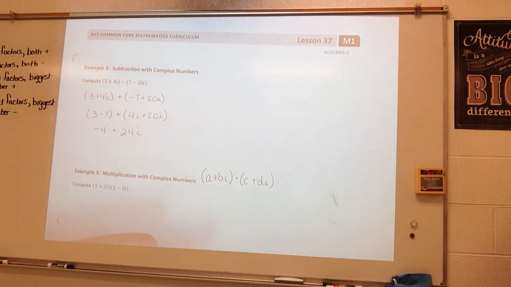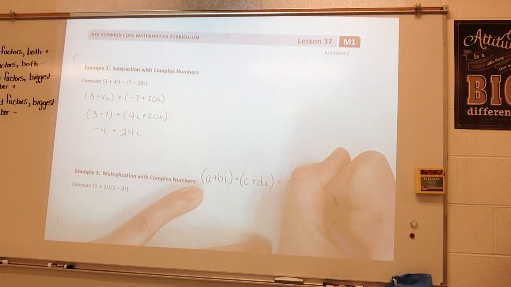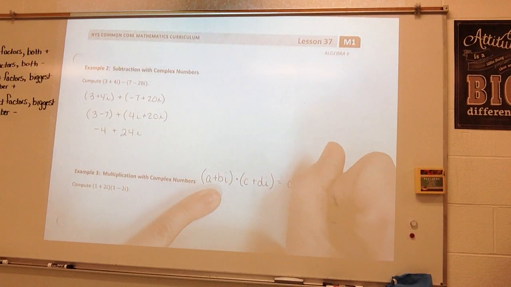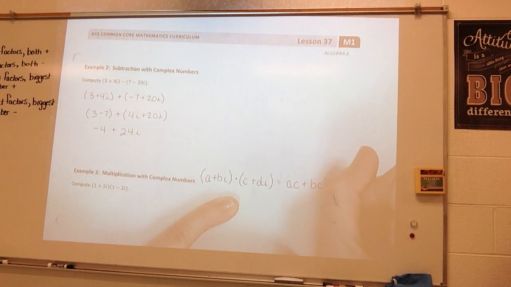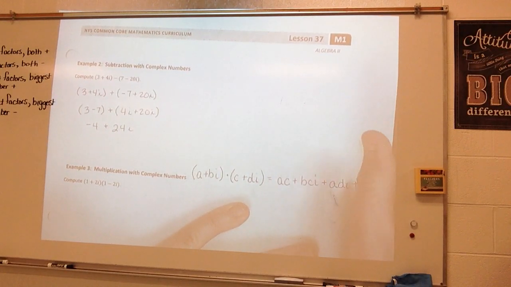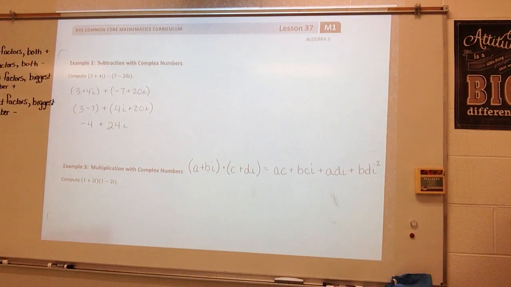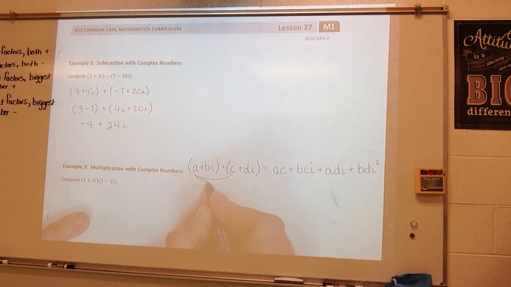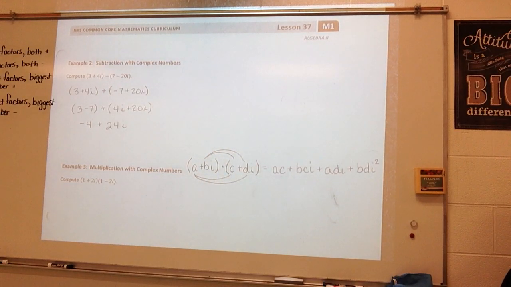Alright, so if I'm multiplying these numbers, then I'm going to multiply a times c plus b c i plus a d i plus b d i squared. So guys, I use the exact same thing. Multiply, multiply, multiply, multiply. Alright?